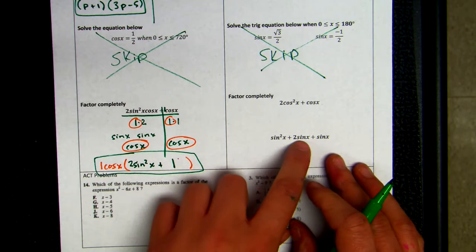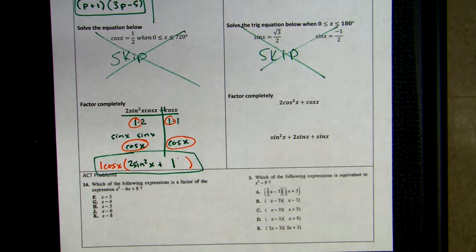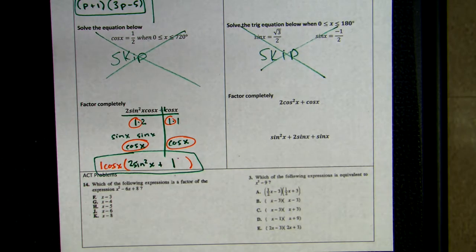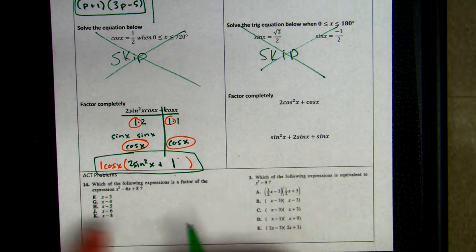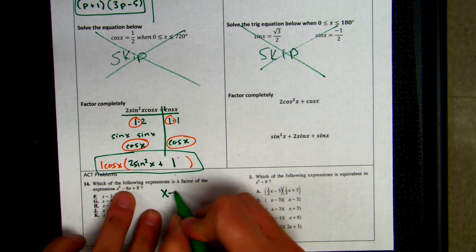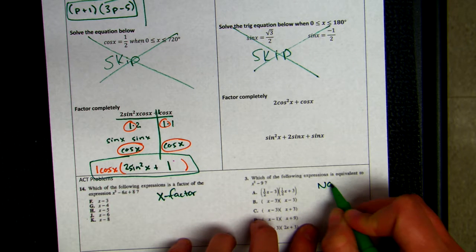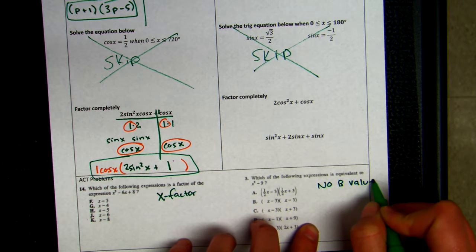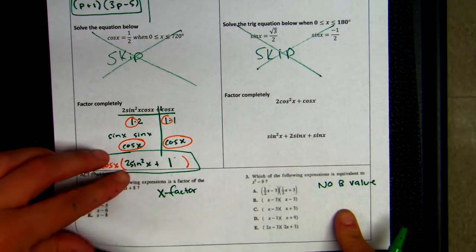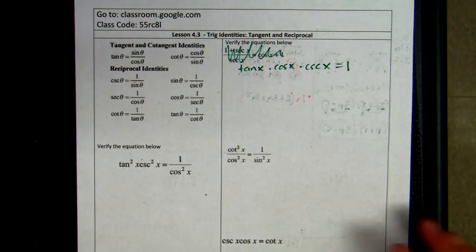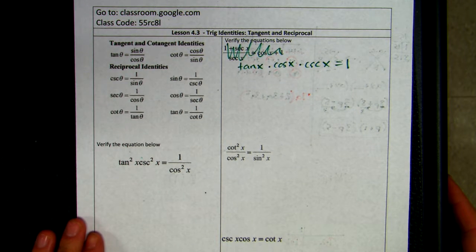One hint I'll give you here is check for that greatest common factor, even though this one might look like an x factor. Check for greatest common factor on this one. Okay? For your ACT questions, this one is going to be an x factor as your hint, and this is going to be a special case, no b value, as your hint. With that, we will move to the back of our homework, looking at some of our trig identities and verifying some of our trig identities.